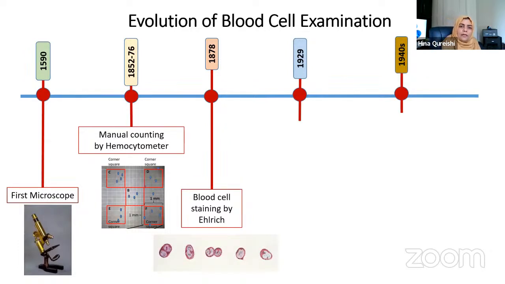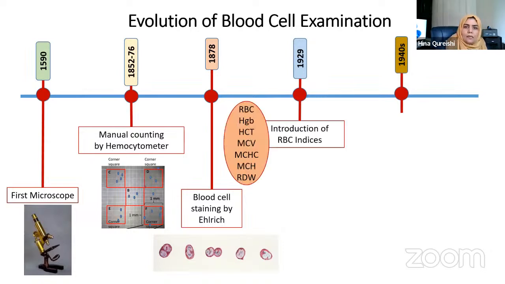Then in the late 19th century, around 1878, Ehrlich came up with stains that help in differentiating different types of white cells. That laid the foundation for future studies in hematology. Then in 1929, red cell indices were introduced. Red cell indices give a tremendous amount of information about the etiology of anemias, the health of the red blood cells, and what morphology you may suspect in different conditions. So as you can see, from early on, the examination of the blood has been expanding, and you're adding more and more components to the examination.